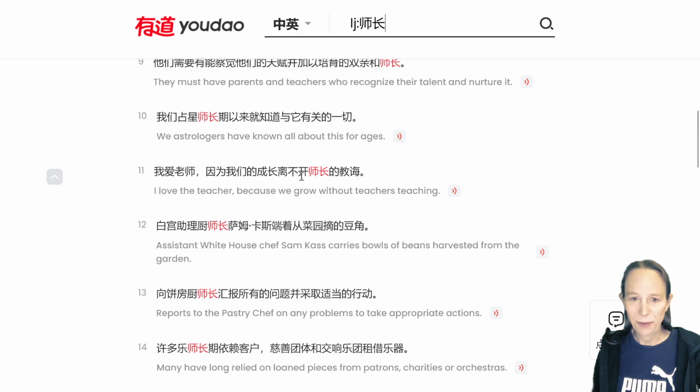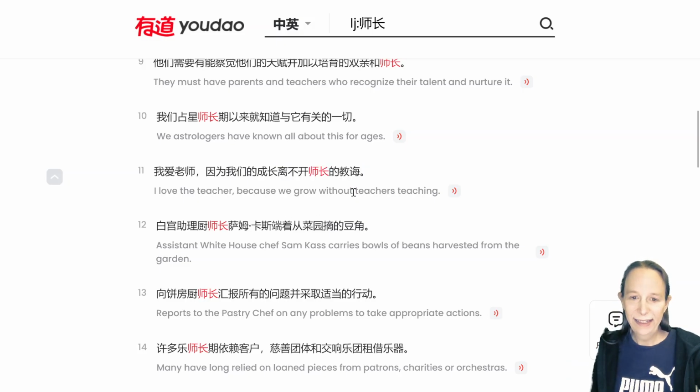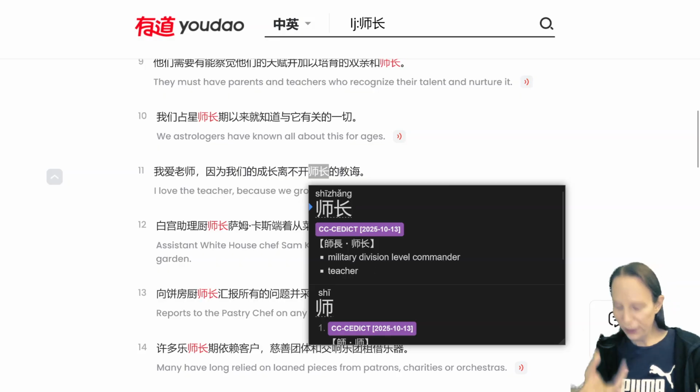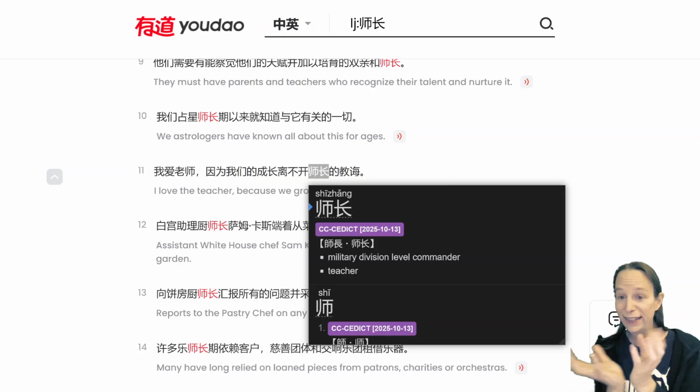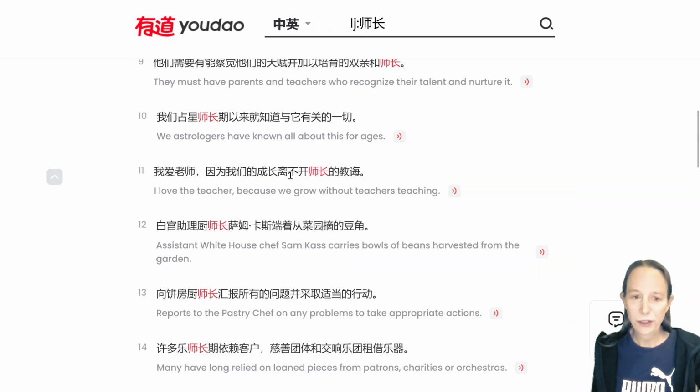This is a real problem. Okay, 离不开师长的教诲. Yeah, here's a good example. So this is teacher, but it's not necessarily teacher. It's more like teacher in the broader sense of people who can teach you things, your elders, but also including teachers. And it's a very respectable version of it. But you could use 老师, 教师 here and you'll be fine, right?